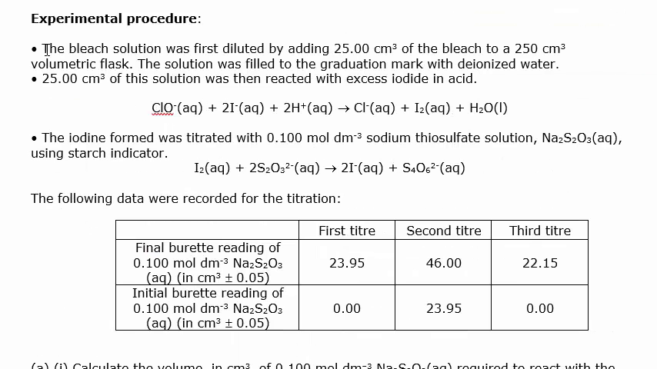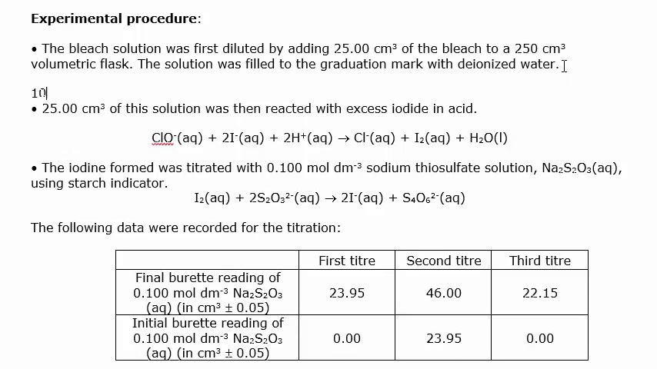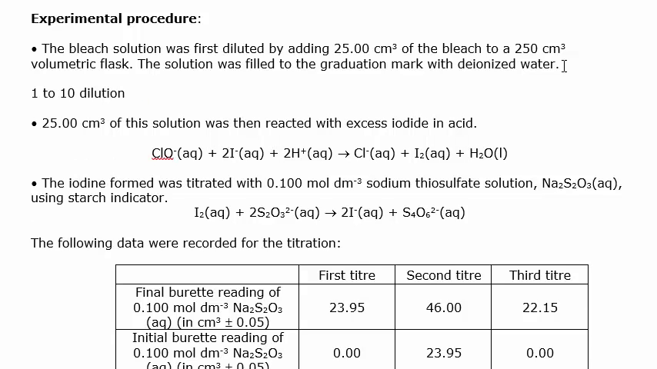This is the experimental procedure, 2 steps. The bleach solution was first diluted by adding 25 centimeter cubed of the bleach to 250 centimeter cubed and making up with deionized water. This is a 1-to-10 dilution, because 25 goes into 250. This will help us later on, so we'll just highlight that the 1-to-10 dilution is being used so that we don't forget.